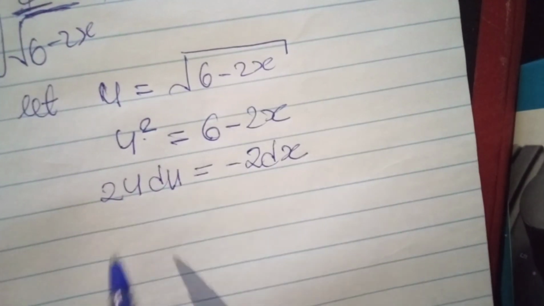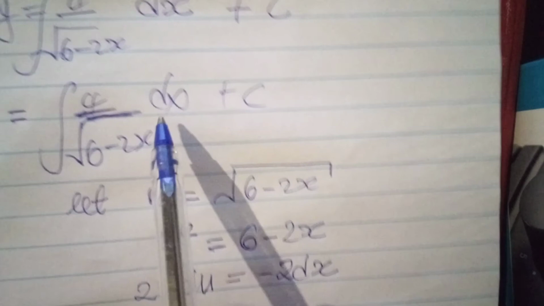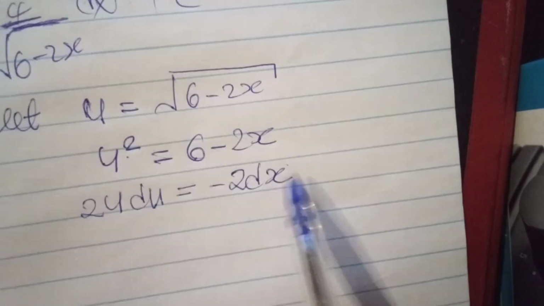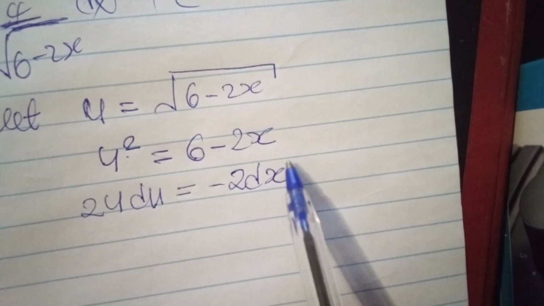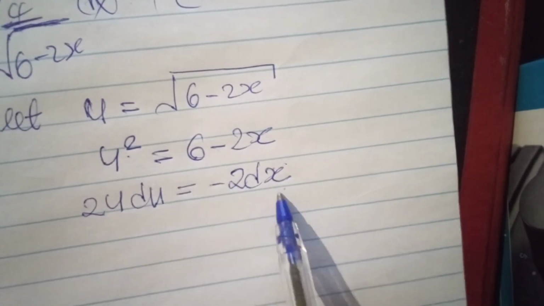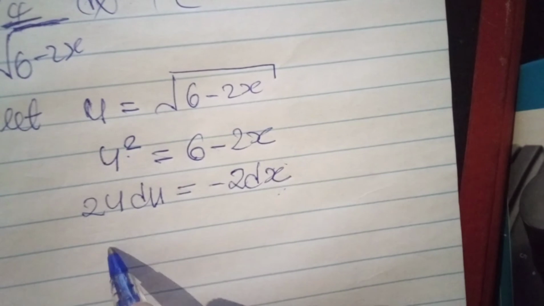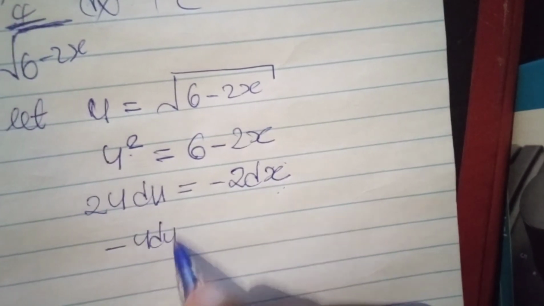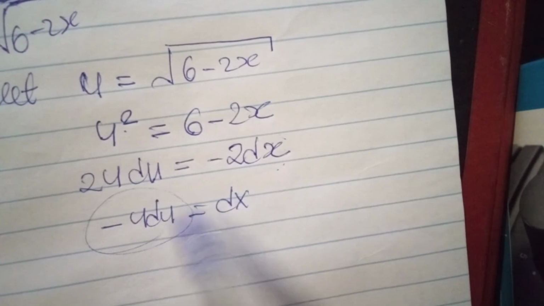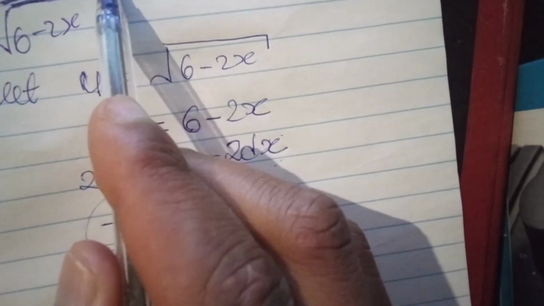So, and then because in the integral there is dx, I need to leave dx as the subject of the formula on this side. So I will need to divide by negative 2 on both sides. So it will be negative u du is equal to dx. So now instead of dx I put this here, and instead of u I put this here. So let me write the new form.